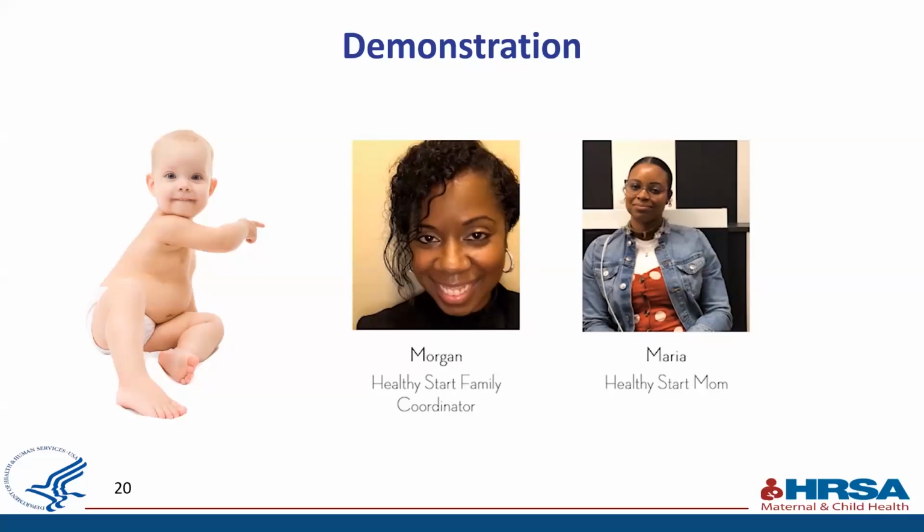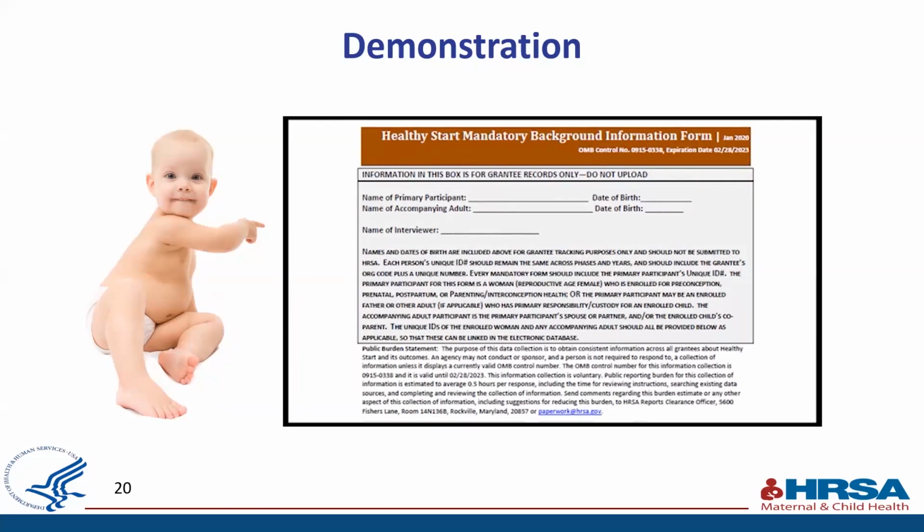Let's get started. The first step is to complete the grantee records section. This box contains information that is important for your Healthy Start site's records. Before beginning the interview, Morgan will fill in this box with the primary participant's name and date of birth. In this case, the primary participant is Maria. Morgan will also fill in the accompanying adult's name and date of birth. In this case, the accompanying adult is Maria's boyfriend, Nick. Finally, Morgan will fill in the interviewer's name. In this case, the interviewer is Morgan herself. Morgan will read the entire section, including the public burden statement, before moving on.